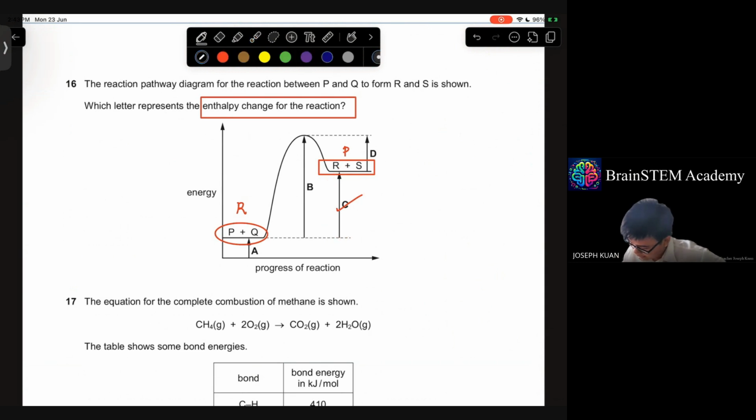B is actually the activation energy, which is measured from the reactant to the peak of the graph. And D, not emphasized in IG syllabus. So we're just going to focus on B and C. So C is your enthalpy change, also known as delta H.